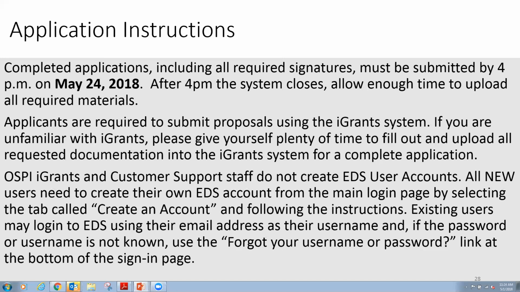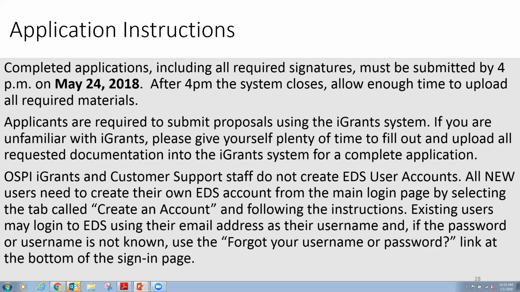And read the instructions carefully, because there are different procedures in the RFP, and we'll talk about that in a minute, different procedures for school district and community-based entities. Applicants are required to submit proposals using our online iGrant system.